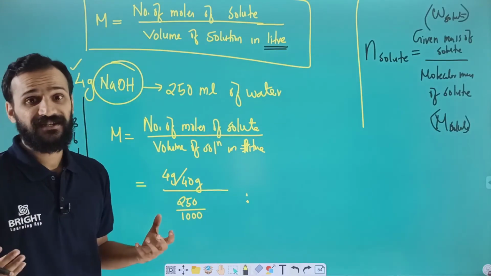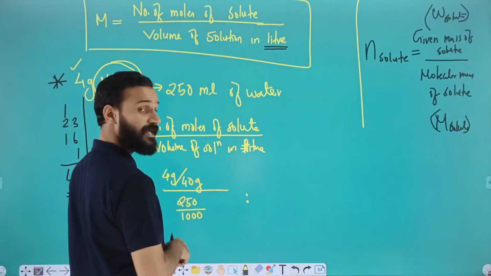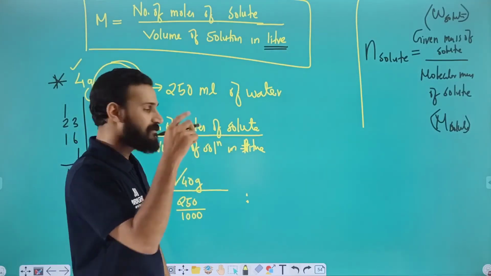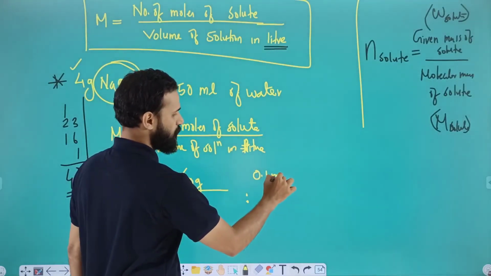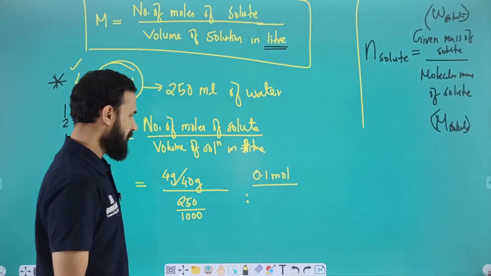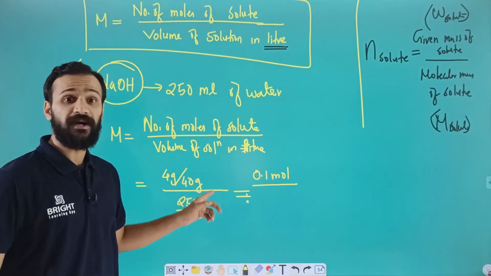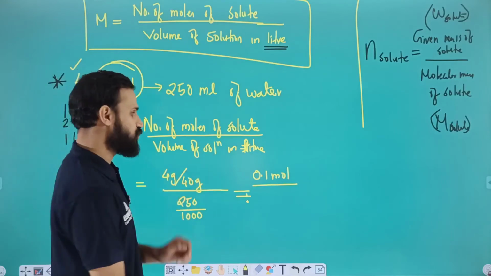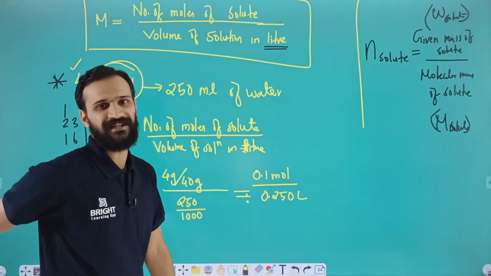So what will we get? Very simple. When 4 is divided by 40, we get 0.1 mole. And then divided by 250 divided by 1000, we get 0.250 liter, isn't it?